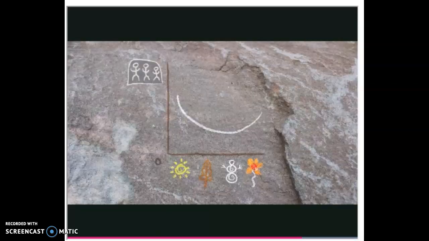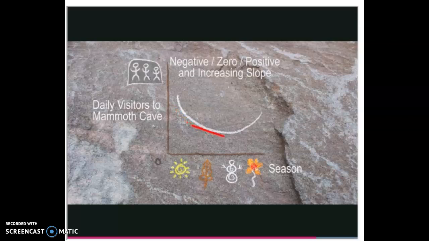Now consider this graph, which shows the relationship between the season and the number of tourists at Mammoth Cave. As winter approaches, fewer people visit the cave, with a minimal number in the dead of winter, and then spring brings more visitors. The slope of this line starts out negative because the number of tourists decreases in the winter. The increase in the slope, going from a large negative number to a smaller negative number, tells us that the drop in visitors starts out large and then gets smaller.